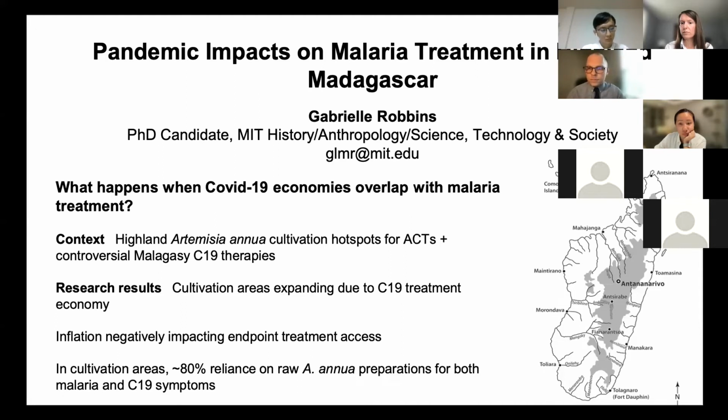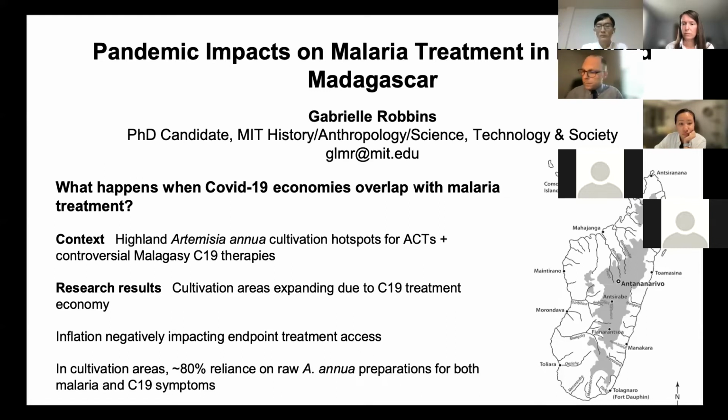So you have extensive informal use in these areas. In contrast, you have much fewer reports of access to endpoint pharmaceuticals like ACTs, and most actually report access to endpoint pharmaceuticals for things like children's vaccines rather than malarial infections or adult infections.